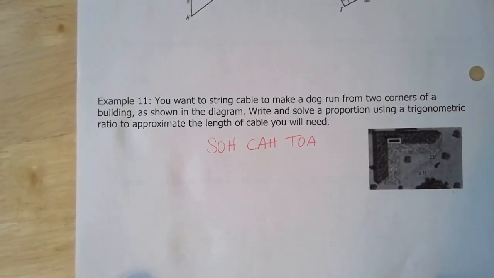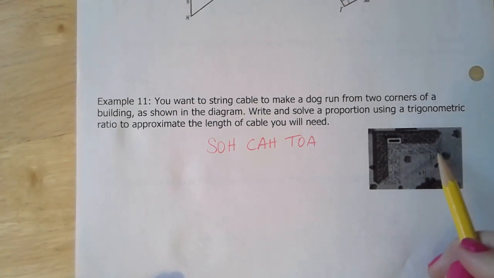Example 11 says you want to string a cable to make a dog run from 2 corners of a building as shown in the diagram. Write and solve a proportion using trig ratios to approximate the length of cable you will need. I know the numbers are kind of hard to see in the picture. This is 11 feet, this is an x, this is a 35. So we need to utilize our angle here. So one of our trig functions, sine, cosine, or tangent of 35 will equal blank over blank. We're not sure yet what.